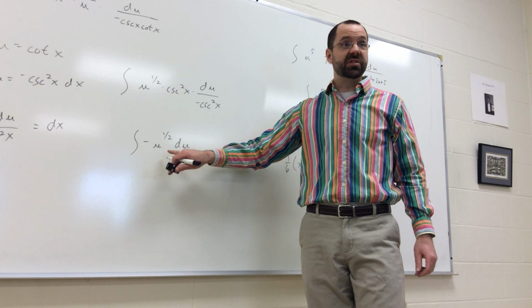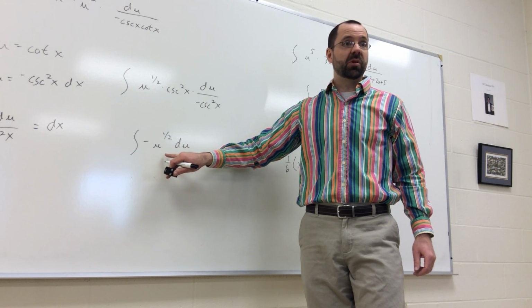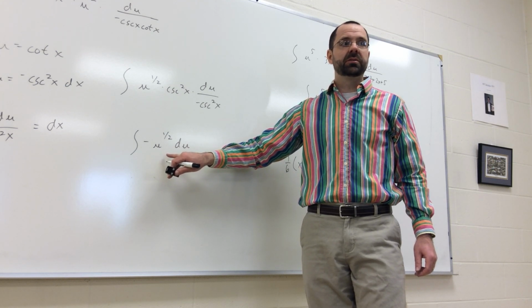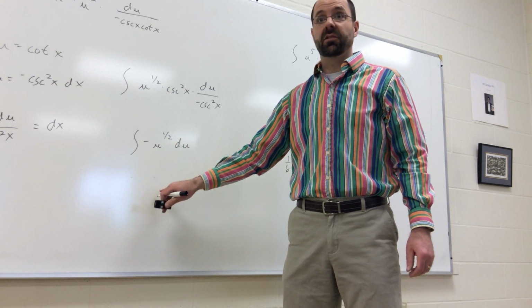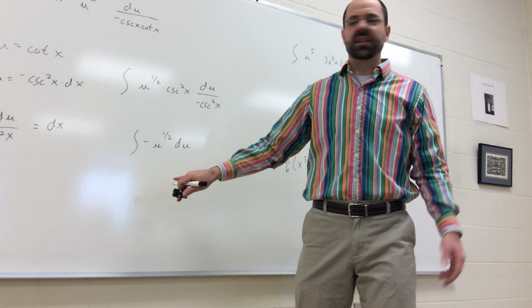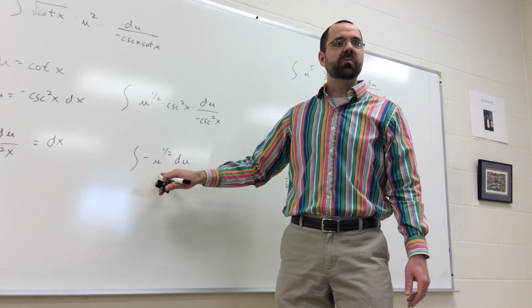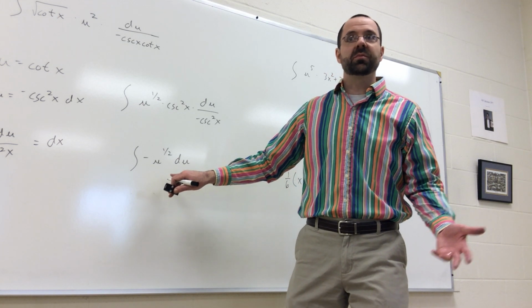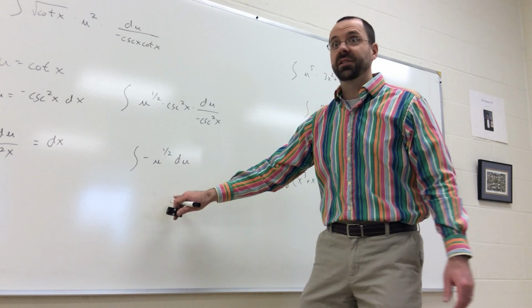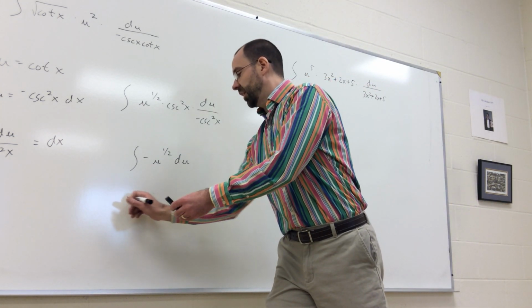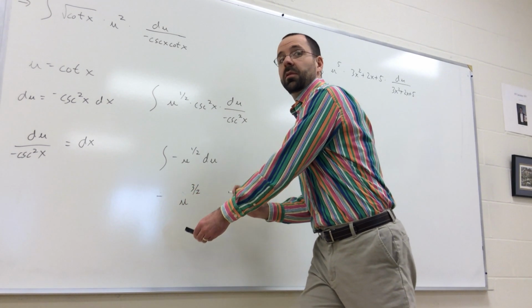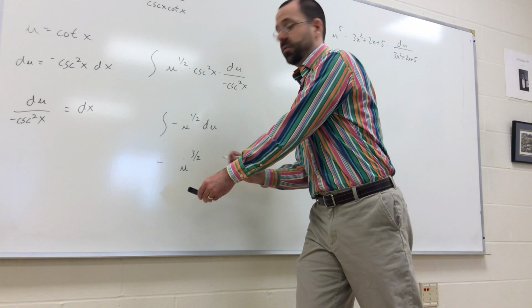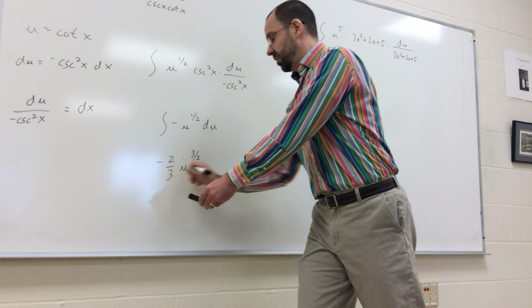So this antiderivative is definitely easier than the original one. So now we know we picked the right u. So now we're prepared to take the antiderivative. Sometimes you forget that. You do all this work and transform it, but then the purpose was so you could take the antiderivative. So take the antiderivative. The negative's just hanging out. Add 1 to the exponent. Divide by 3/2, aka multiply by 2/3.